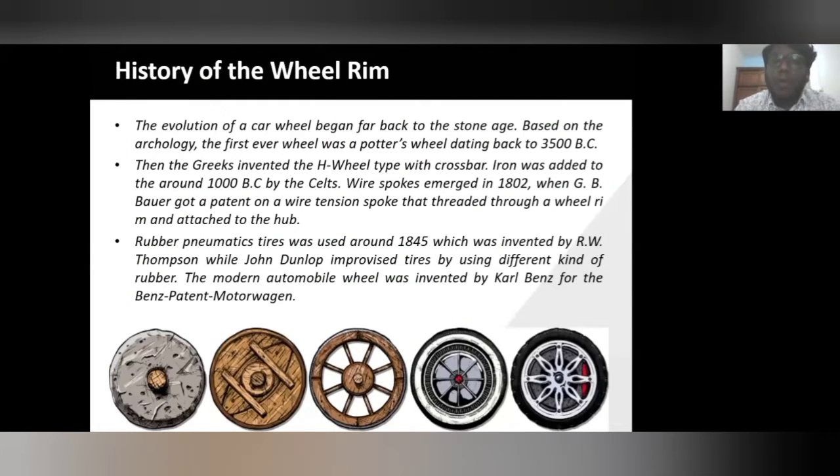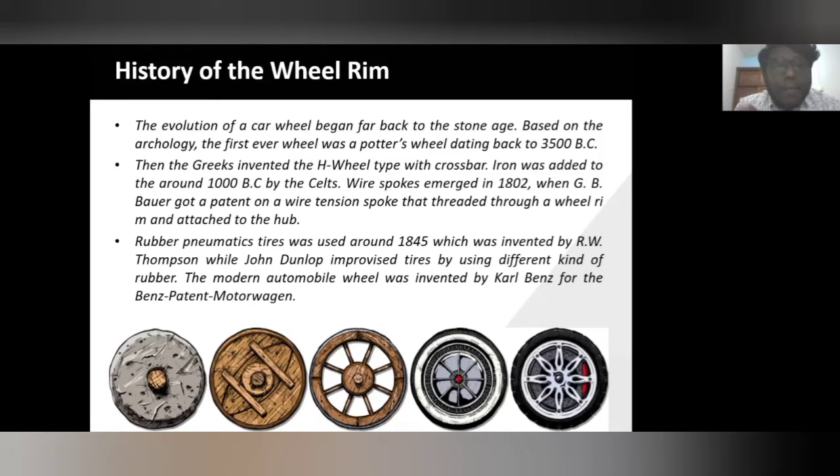The evolution of the car wheel began far back in the Stone Age, based on archaeology. The first ever wheel was a potter's wheel dating back to 3500 BC. Then the Greeks invented the H wheel type with crossbar. Iron was added around 1000 BC by the Celts. Wire spoke emerged in 1802 when Borer got a patent on the wire tension spoke.